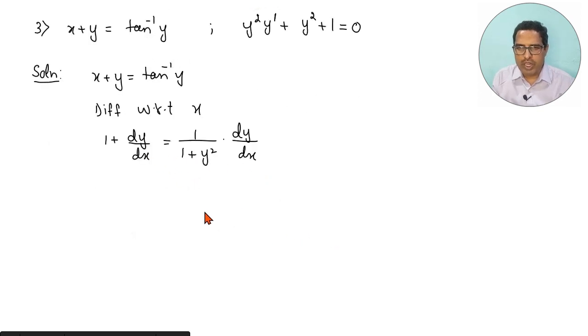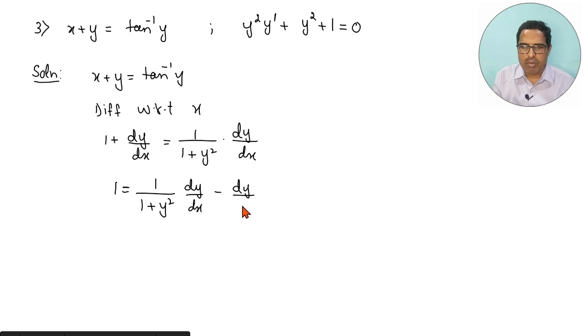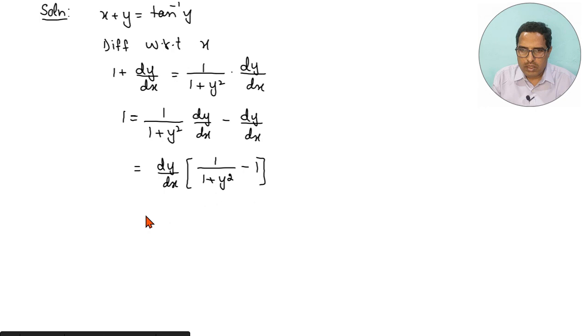Now let us group this dy by dx value, keeping 1 as it is. I will send this dy by dx to the other side. We have 1 by 1 plus y square into dy by dx. So this plus dy by dx, when it goes to the other side, becomes minus dy by dx. So we can take this dy by dx as common. You'll be left with 1 by 1 plus y square, and this is minus of 1. Let us take the LCM over here. dy by dx as it is, the LCM is 1 plus y square. So this 1 as it is, just cross multiply this 1 plus y square. It becomes 1 plus y square.